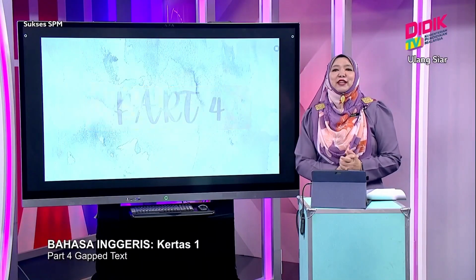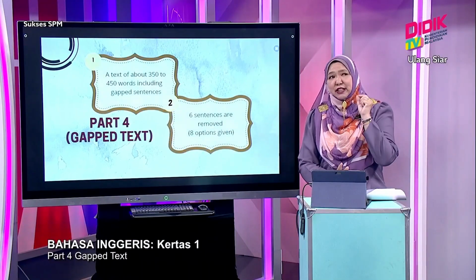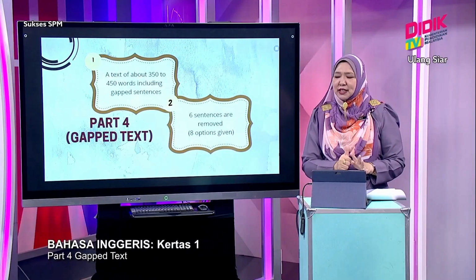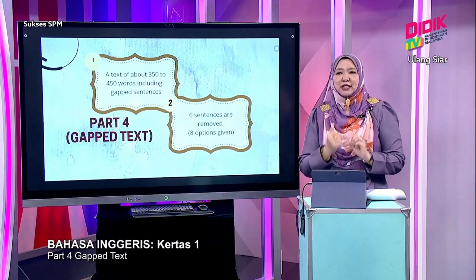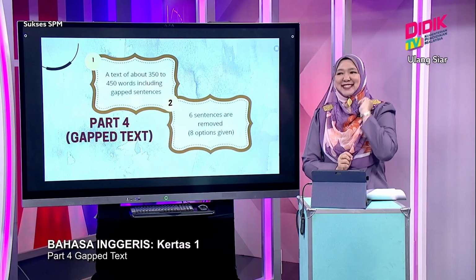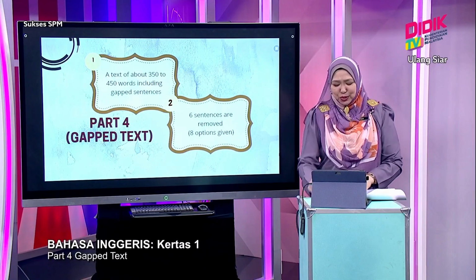In part 4, you will be given a text of about 350 to 400 words, including the gapped sentences. What are gapped sentences? 6 sentences are removed from the text. However, there are 8 options given. You have to search for the 6 gapped sentences, but there are 8 options given, so there are 2 distractors.